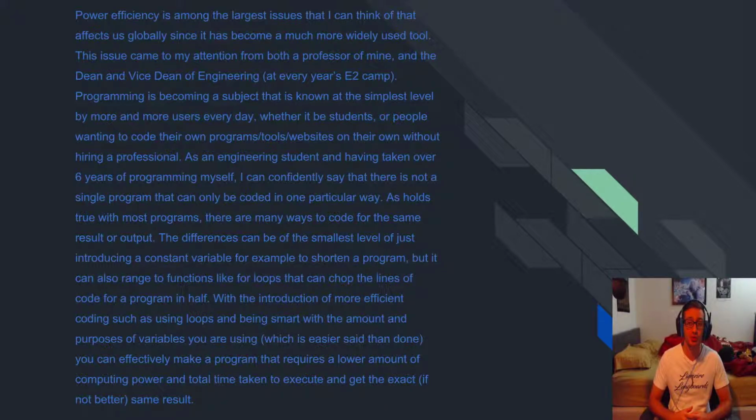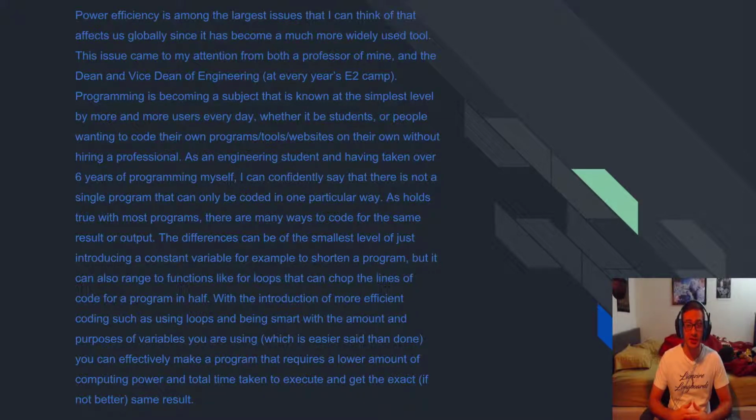As an engineering student, I've taken over 6 years of programming myself, and I can confidently say that there's not a single program out there that can be done in only one particular way. What I'm trying to say here is that whether you are making a calculator or an elevator program or anything else, there are many ways to do the exact same function in programming.